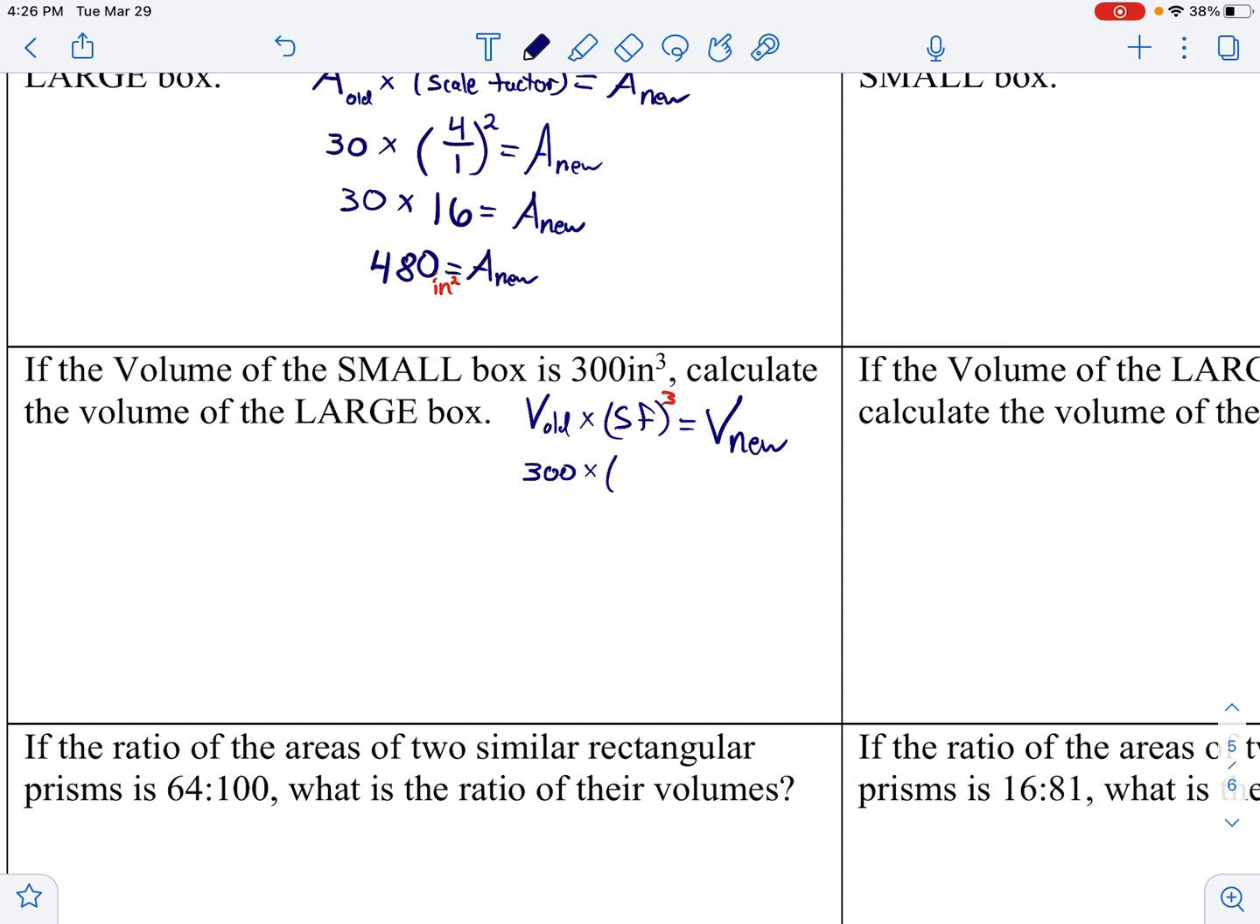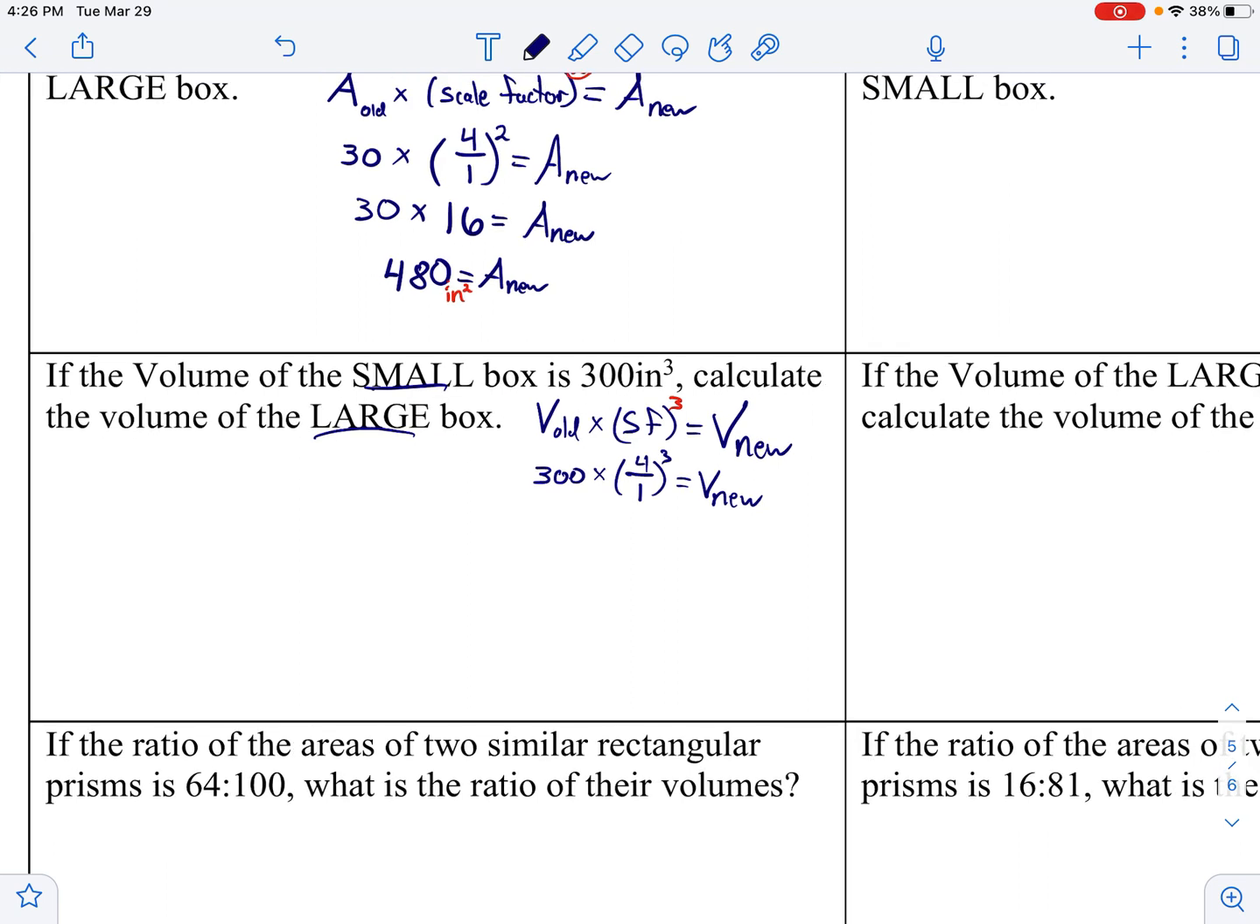So my scale factor is still the same. I'm going from small to large, but I need to cube that now. I'll give you my new volume. So 4 over 1 is 4. 4 cubed, it turns out, is 64, times 300. And that is going to be a decent sized number. So 64 times 300, 19,200.